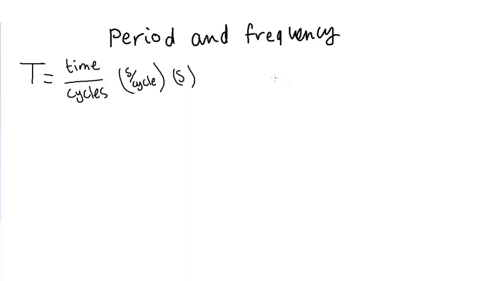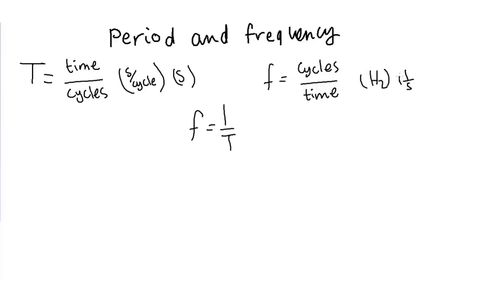Frequency is the reciprocal of period. It's the number of cycles that occur per second. So if you have the number of cycles and you divide it by time, this will give you the frequency. The unit for frequency is hertz, or 1 over second, and sometimes it's written like second to the minus 1. It's the same. Now period is 1 divided by f. You can also calculate the angular velocity if you know the frequency and period.